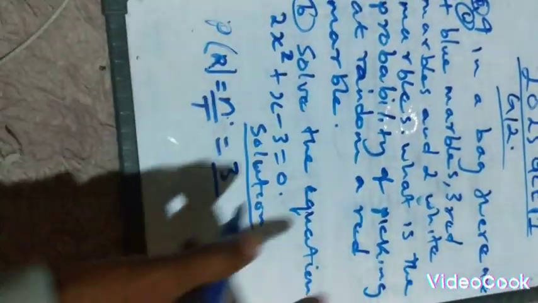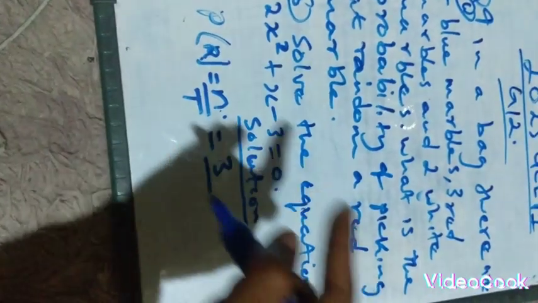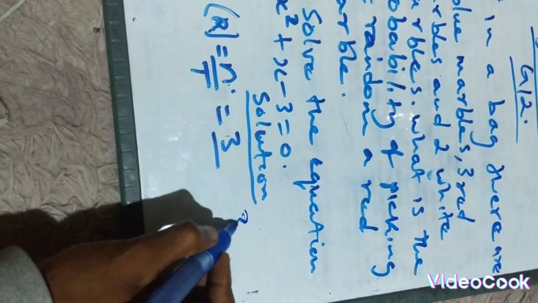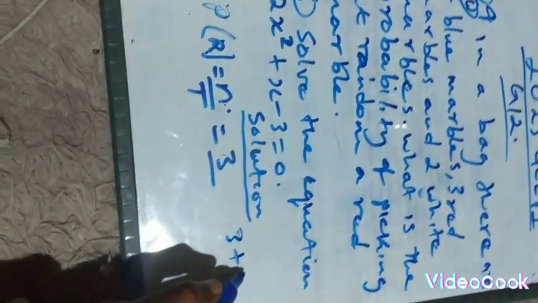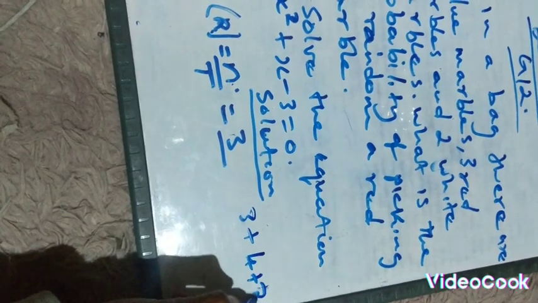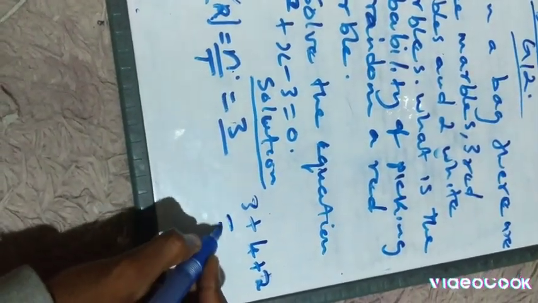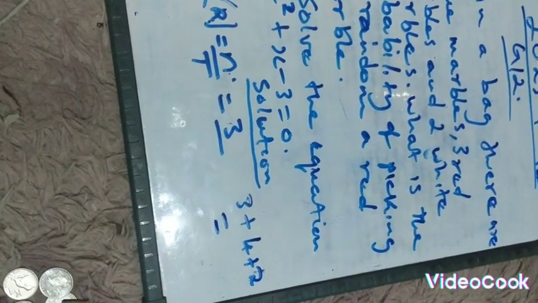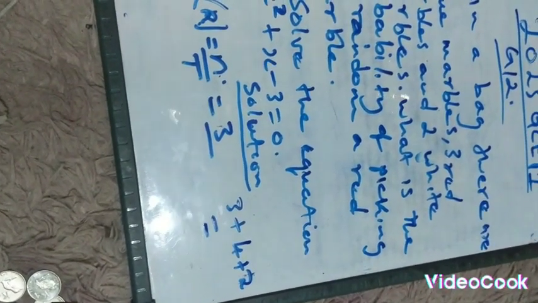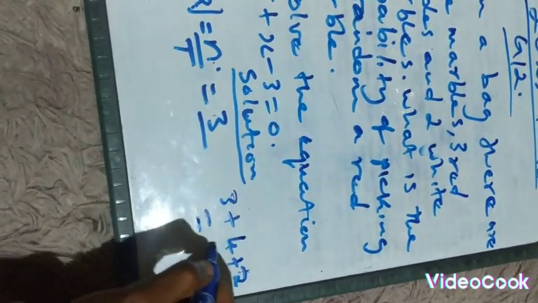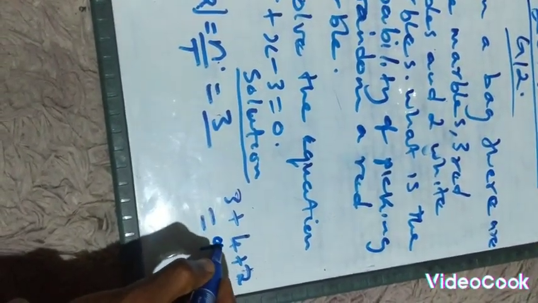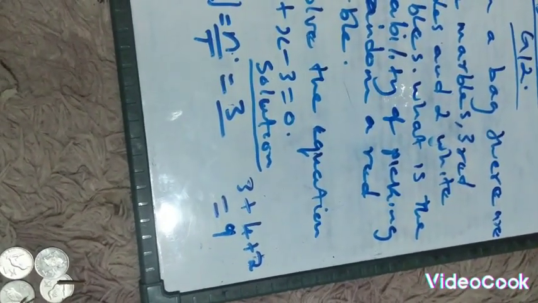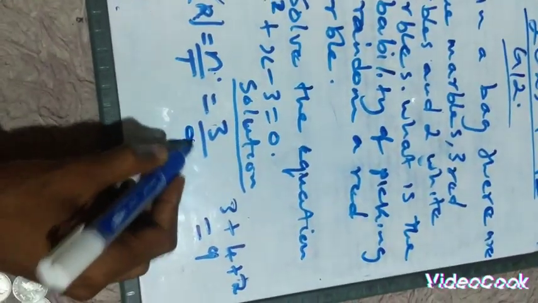Now, what was the total in that bag? The total in that bag was 3 plus 4 blue plus 2. What are we going to get? 3 plus 4, we're getting a 7, plus 2, which is a 9. So the total here was 9. So we're going to say 9.